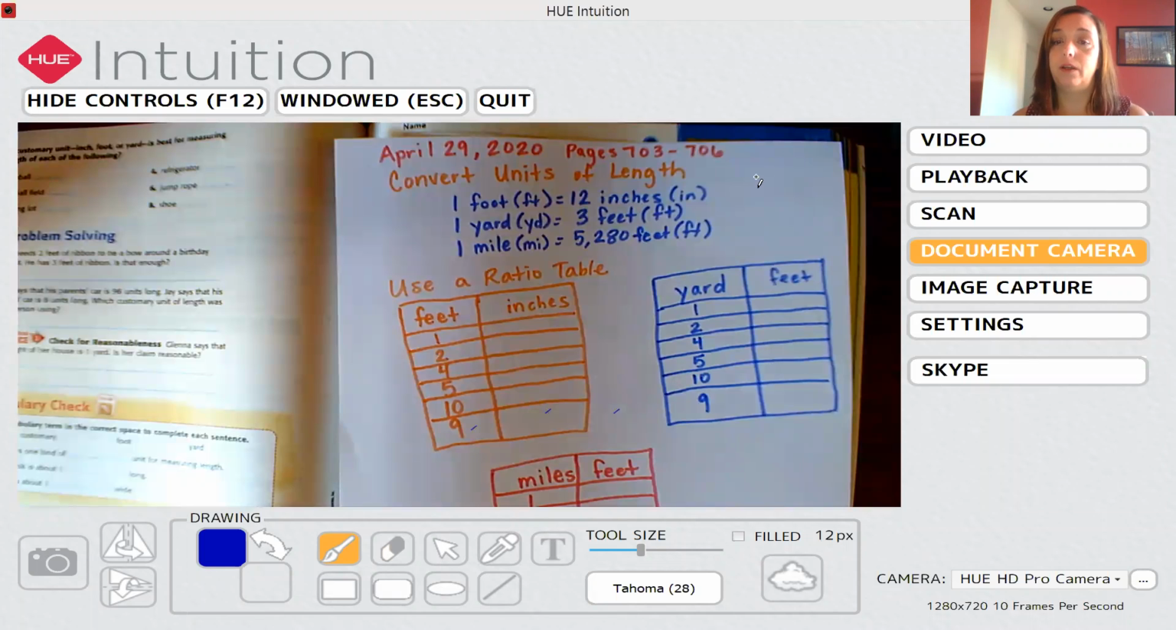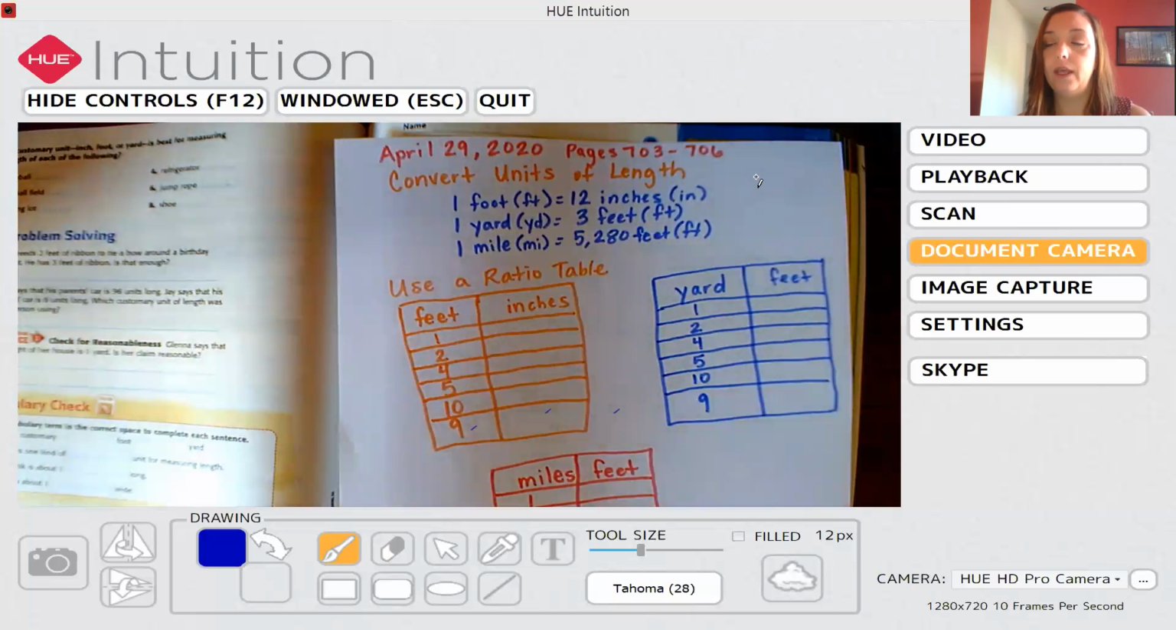Today, we're going to be working with pages 703 to 706, and the lesson is on how to convert units of length. So yesterday, we learned what an inch and a foot and a yard are, and we learned how to estimate length and then also to measure an item to the nearest inch, to the nearest half inch, and to the nearest quarter of an inch. Today, I'm going to be teaching you how we can convert units of length from one unit to another unit.